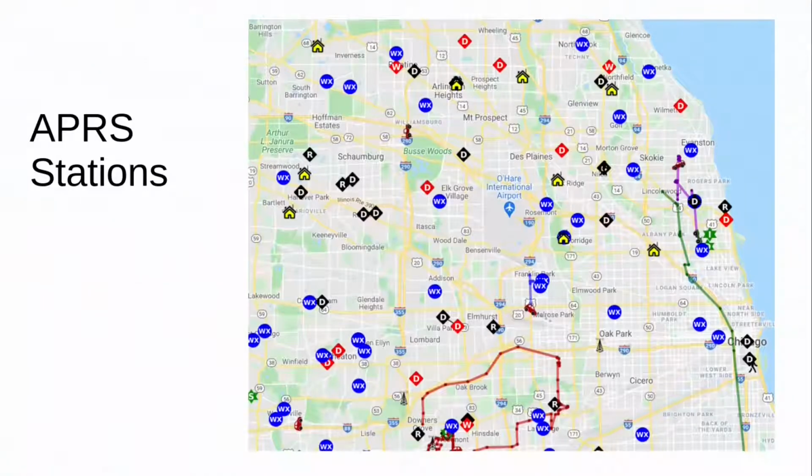This is a map of various APRS stations in the Chicago area, and you can see some are just regular houses and some are transmitting weather data with the letters WX written on them in a blue circle. Others are designated as digipeaters with the letter D. And you can even see a track of a car down in the south central portion of the map near Oak Brook and Hinsdale. You can actually see the track that the car with APRS took that drove through the Chicago suburbs.